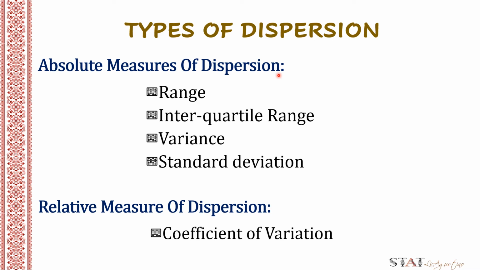These types of dispersion are also grouped. There are absolute measures of dispersion, under which are the range, the interquartile range, the variance, and the standard deviation. And for the relative measures of dispersion, we have the coefficient of variation, or CV.